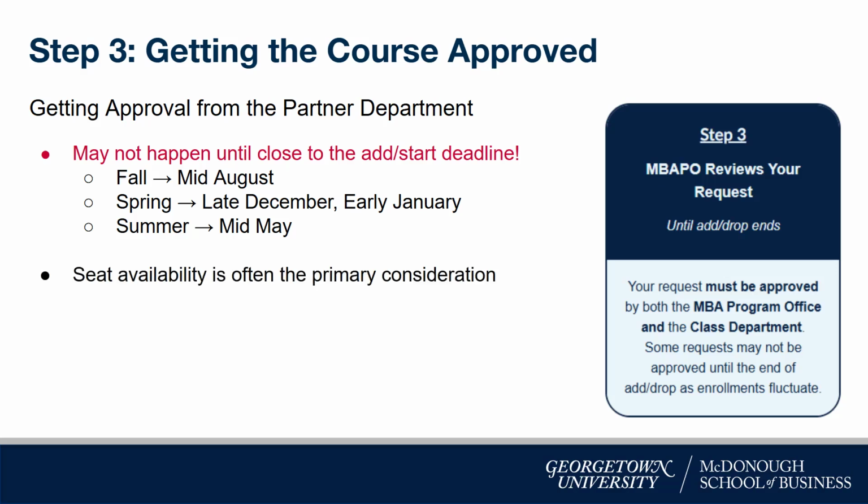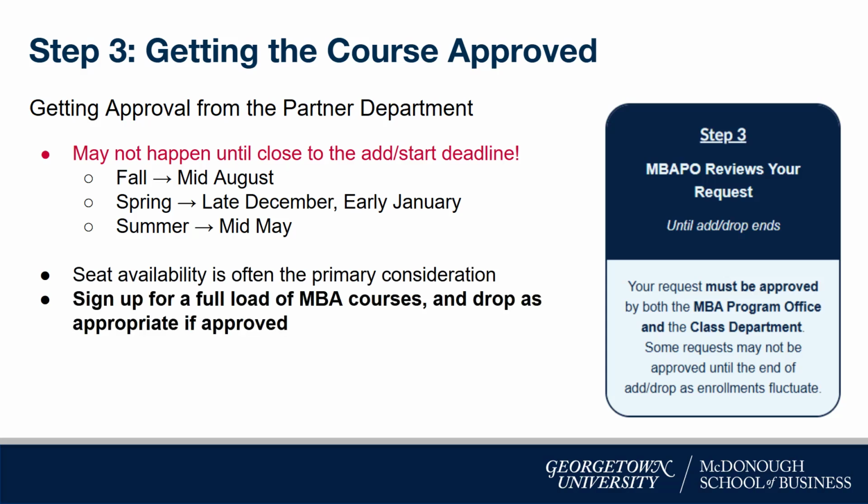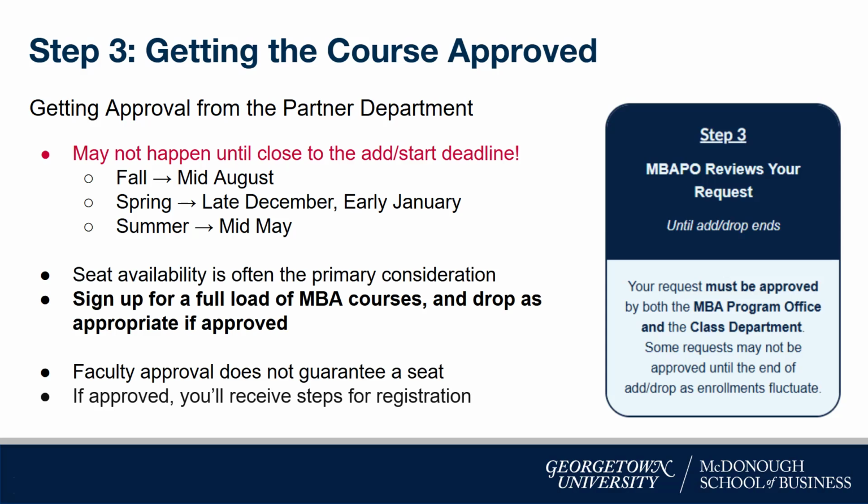Cross-registration seats are not guaranteed, so we recommend registering for a full load of MBA courses when your registration cycle opens, and then dropping courses later as appropriate if a cross-registration seat is awarded. Additionally, faculty approval does not guarantee a seat in a course, and it must be approved by the department, and the class must have open seats available. Once a decision is made by the other department, the program office will contact the student with the next steps regarding registration and potential schedule adjustments.